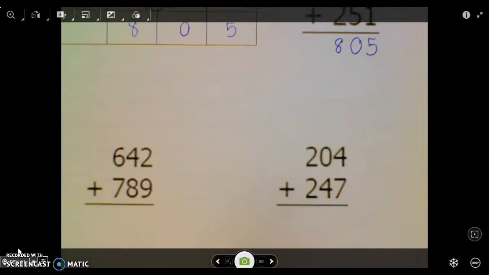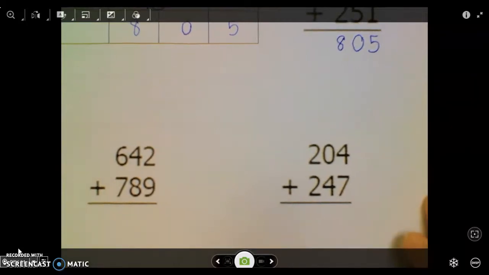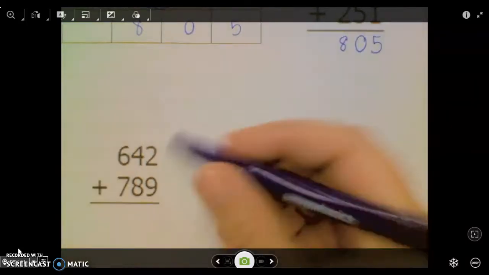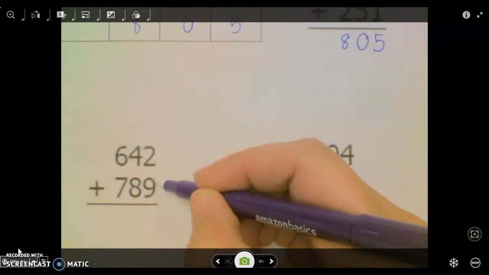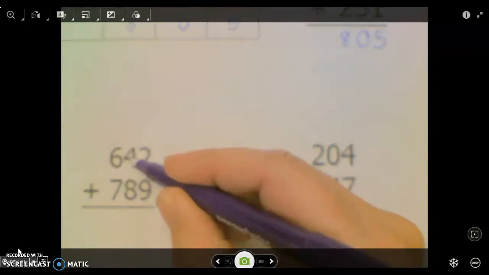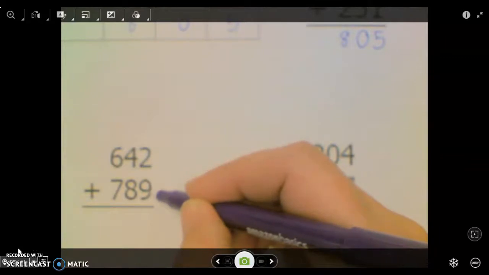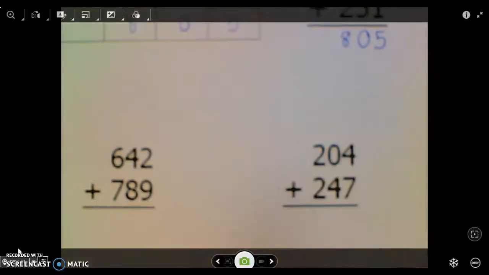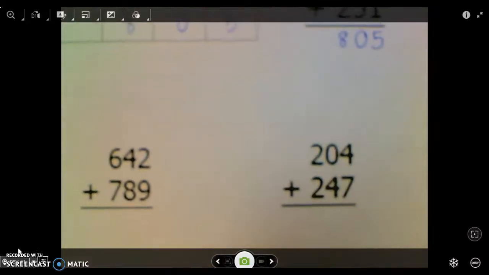Let's do 642 plus 789. So I'm going to start with my ones place value. That way when I regroup to my next biggest place value. So if I start with my ones, it feels natural to regroup to the tens. Okay.